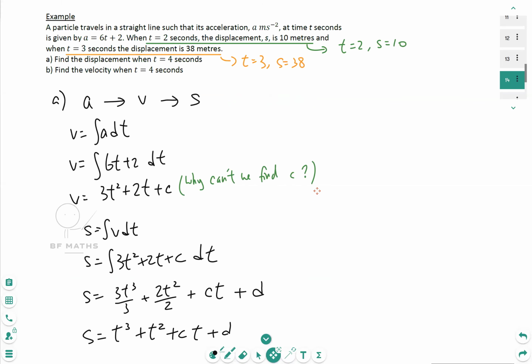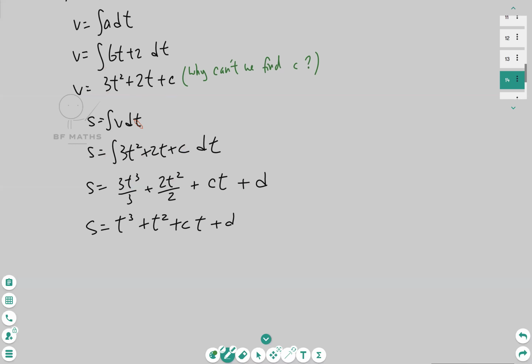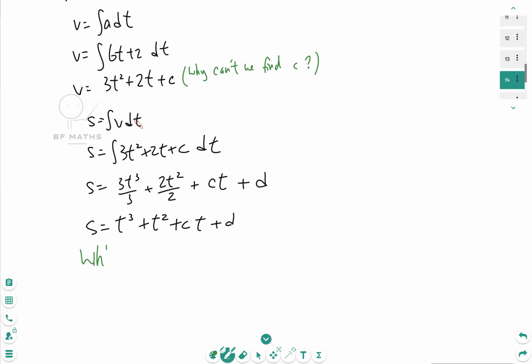So when t equals 2, s equals 10. So we use our first boundary condition. Oops, bit glitchy. When t equals 2, s equals 10. So sub it in. So when t equals 2, 10 equals 2 cubed plus 2 squared plus 2c plus d.